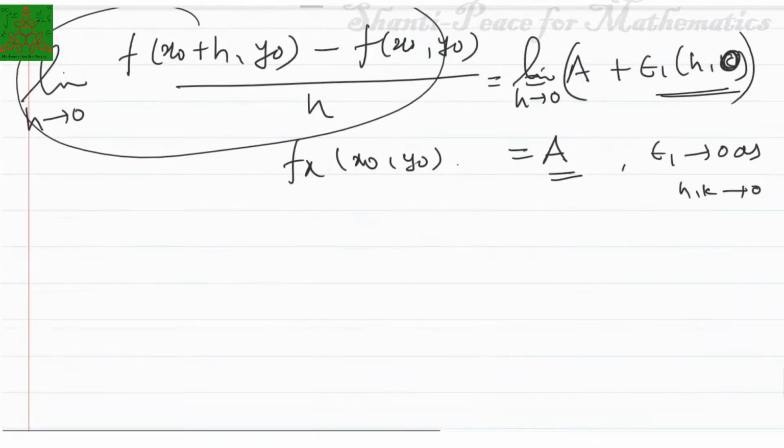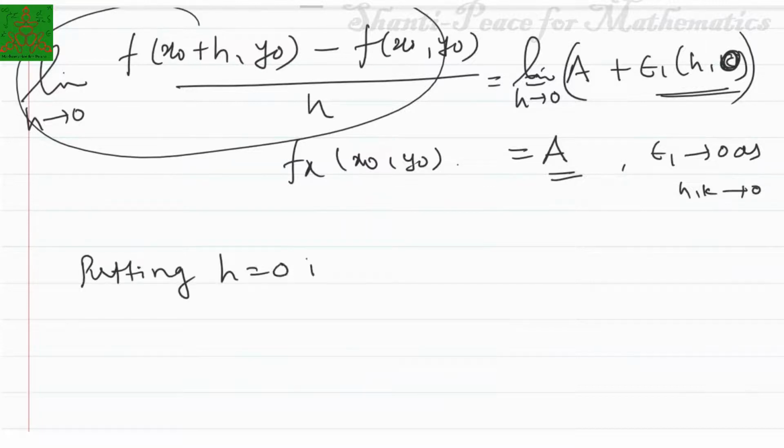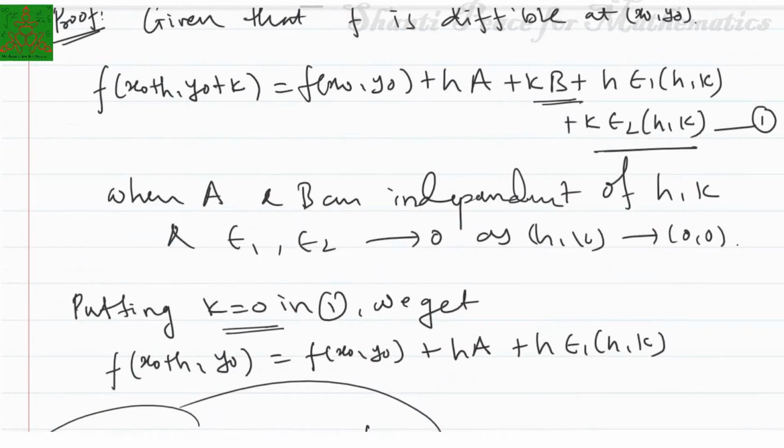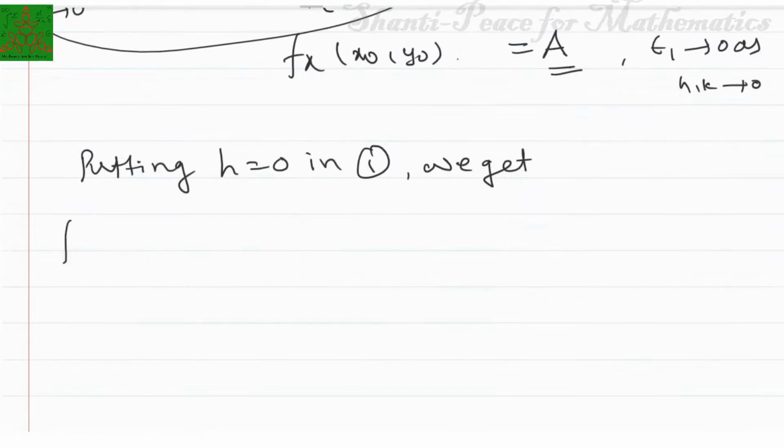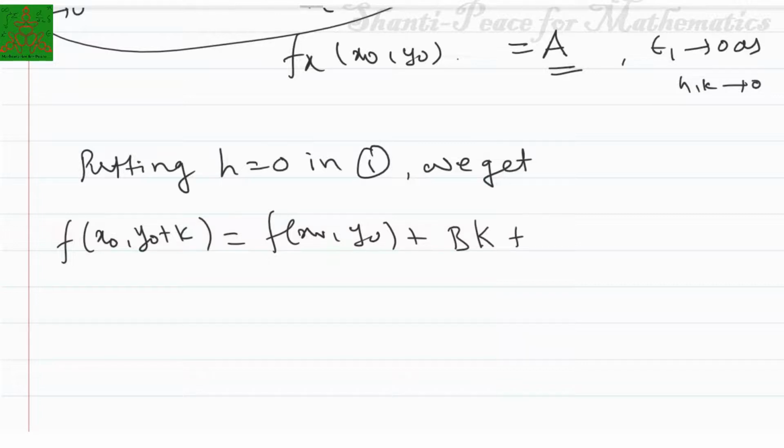In a similar manner, putting h equal to 0 in 1, this term will get cancelled and this term will get cancelled. So we will have f(x0, y0 + k) = f(x0, y0) + b·k + k·ε2(h,k).